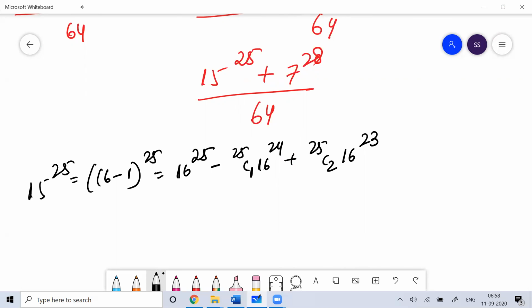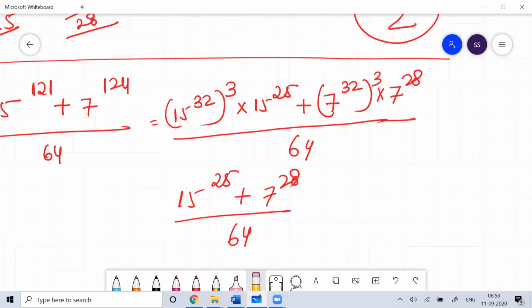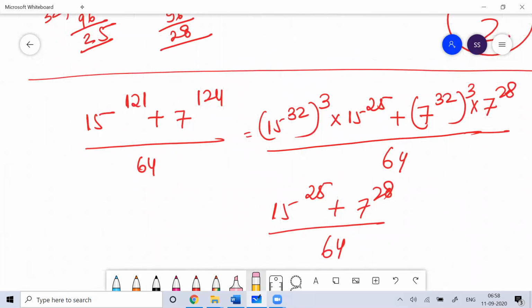This looks a little bit complicated. So 64, the quotient number of 64 is 1 minus 1 by 2, that is 32.